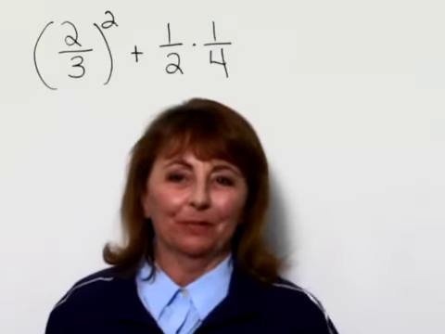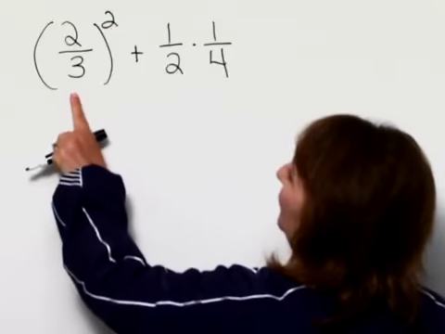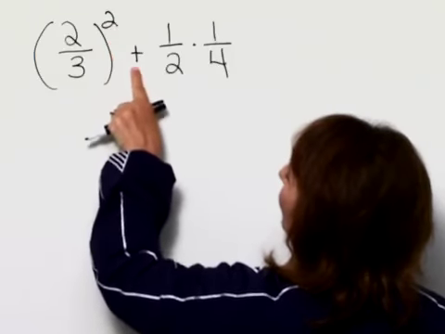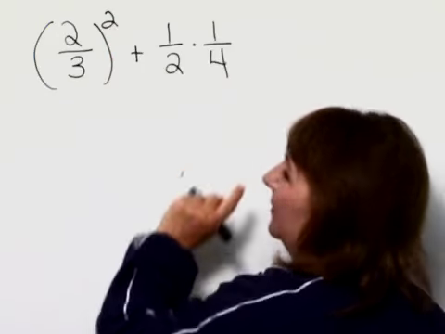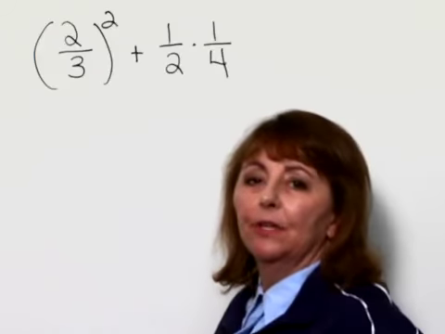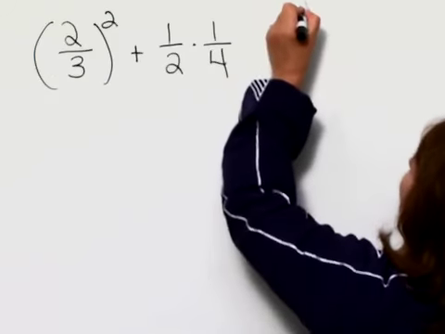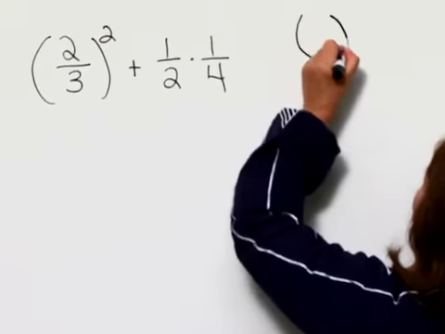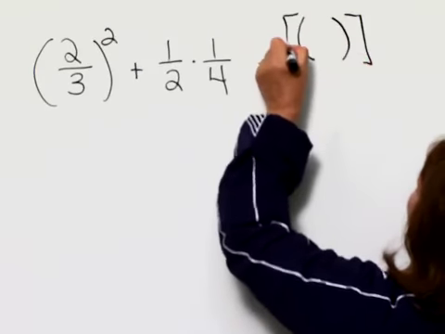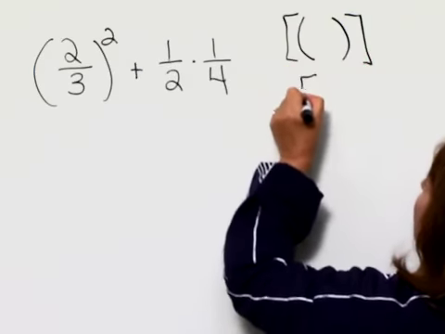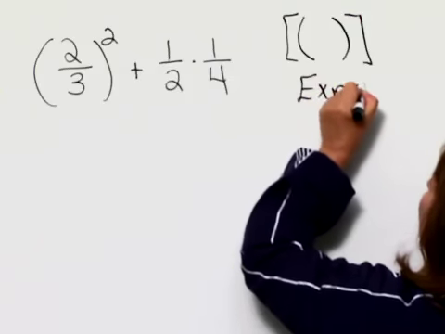Now let's work a problem. Here we have 2/3 squared plus 1/2 times 1/4. Now let's follow our helpful hint and write down the order of operations. The order of operations says you do what's inside the parentheses and the brackets first. Then you complete any problems that have exponents.